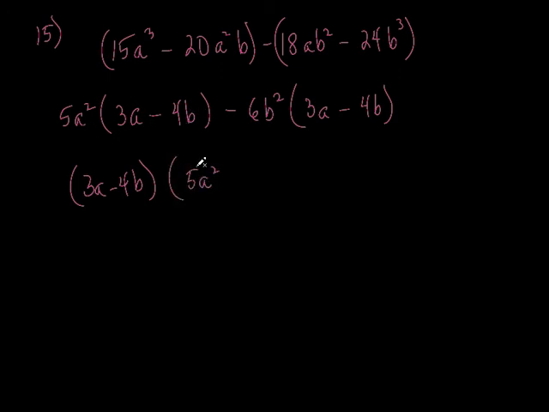Now, if I take this whole thing divided by 3a minus 4b, what am I left with? 5a squared. Now, notice what I did. I didn't put a plus or minus in between here, did I? It's being multiplied. If I factor it out, then I just put a multiplication. There's no plus in here. I've seen some of you guys do that. Minus what? Factor 3a minus 4b out of this thing, and I get 6b squared. And that's your answer right there.